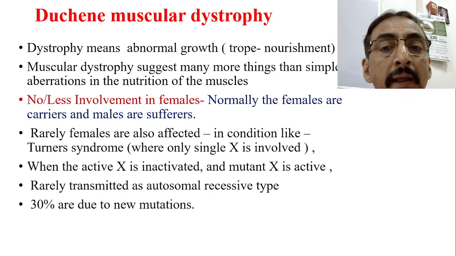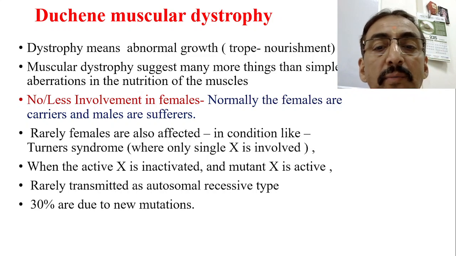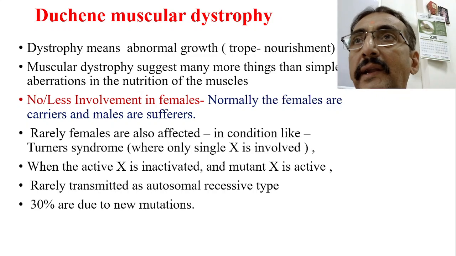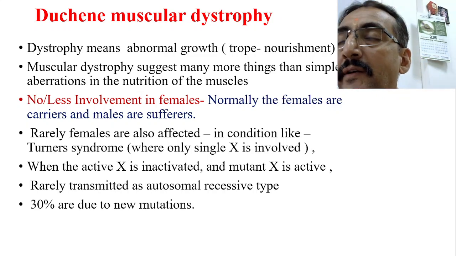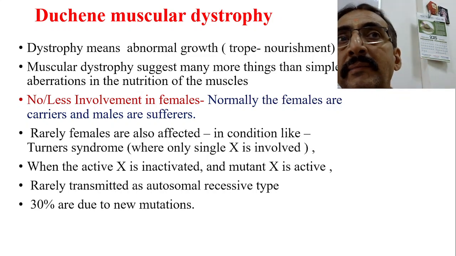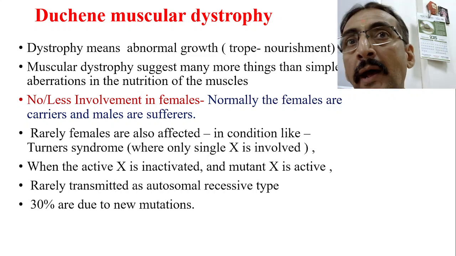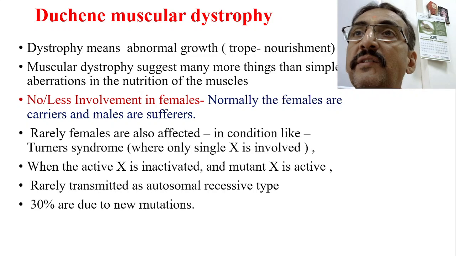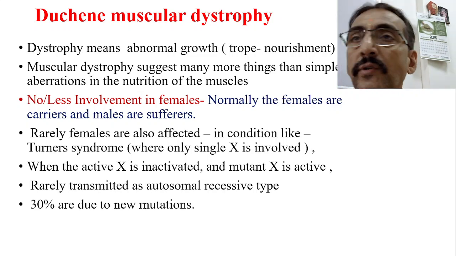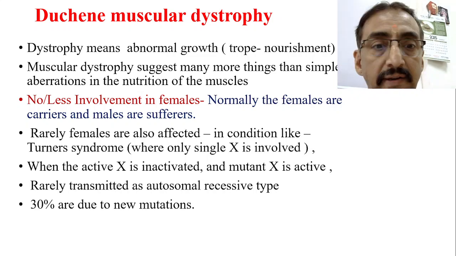DMD. And rarely it may be transmitted as autosomal recessive type. Usually DMD is transmitted as X-linked recessive type. Sometimes they say that it may also be transmitted as autosomal recessive type. Autosomal means males and females are equally affected. So even a female may get affected.